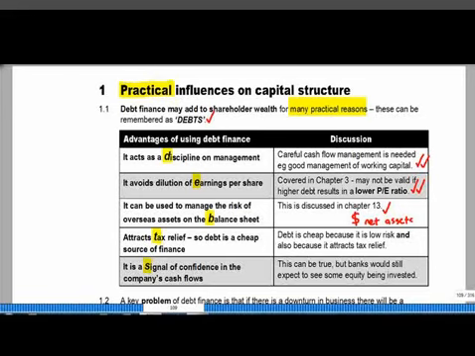Debt attracts tax relief. The more debt you use, the less your taxable profit, so the less corporation tax you pay. So you could use debt finance to benefit your shareholders by using the debt to fund your investments, and then using the lower tax payments to create bigger dividend payments for your shareholders. We'll look at that one again later in the chapter.